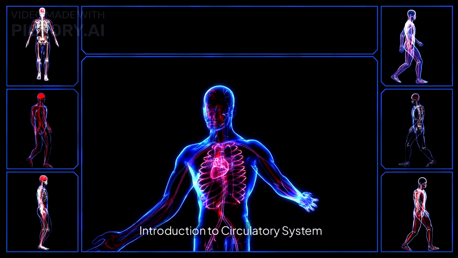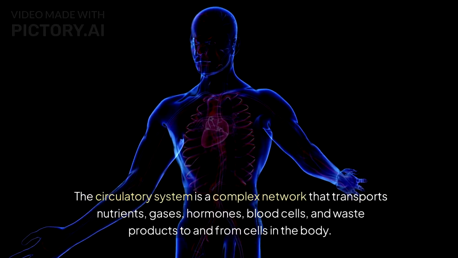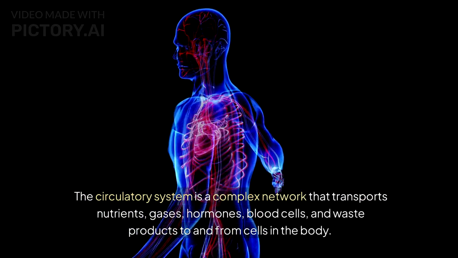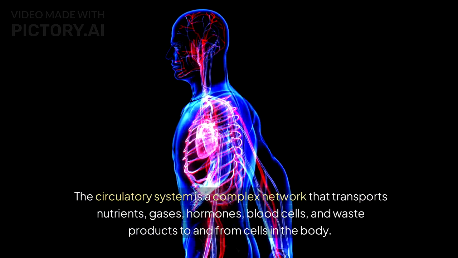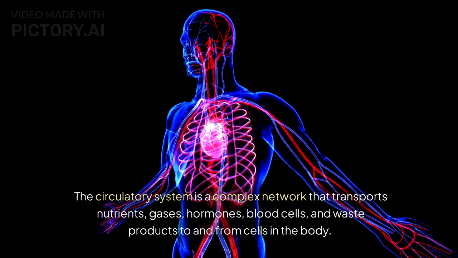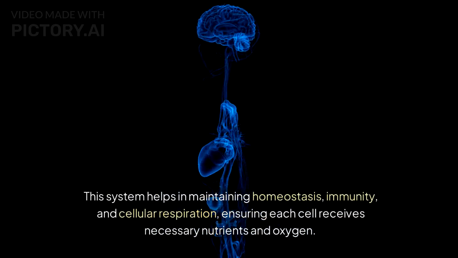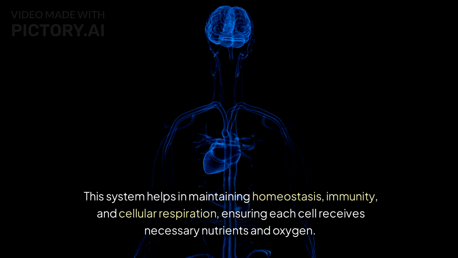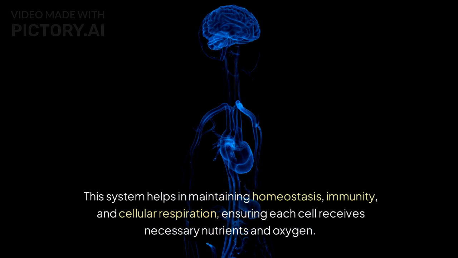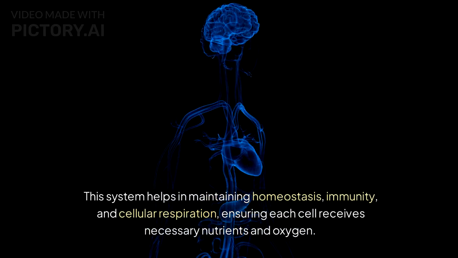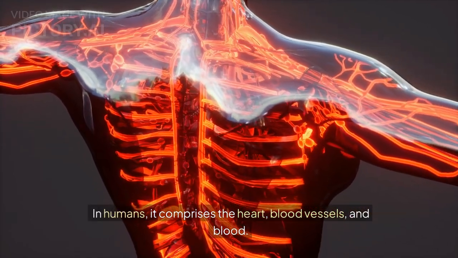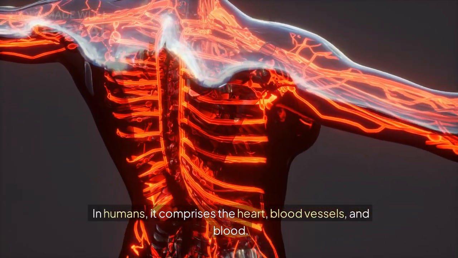Introduction to the circulatory system. The circulatory system is a complex network that transports nutrients, gases, hormones, blood cells, and waste products to and from cells in the body. This system helps in maintaining homeostasis, immunity, and cellular respiration, ensuring each cell receives necessary nutrients and oxygen. In humans, it comprises the heart, blood vessels, and blood.